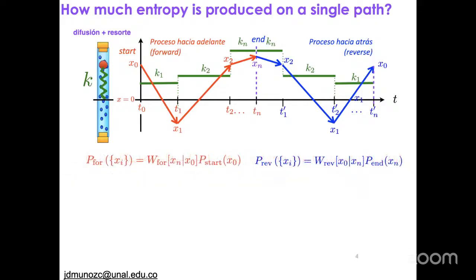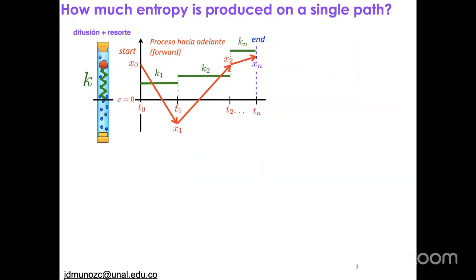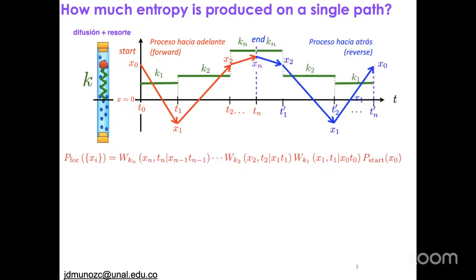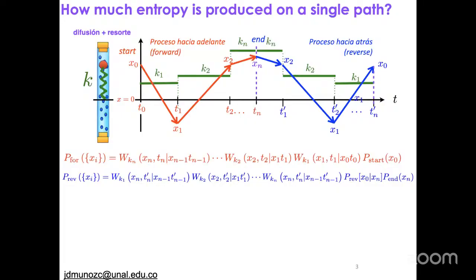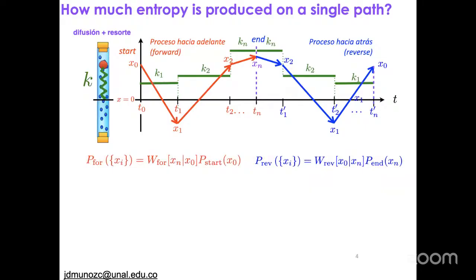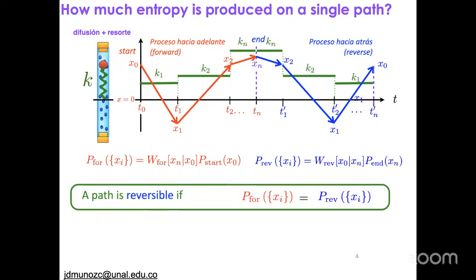Again, just by summarizing, I will summarize all these transition probabilities. Just for the notation, I will push all of them into a single element that we will call W forward from x0 to xn, yeah? So it's just multiplying all these transition probabilities, and the same for the reverse path. So now let's define what a reversible path is. A path is reversible if those probabilities are equal.